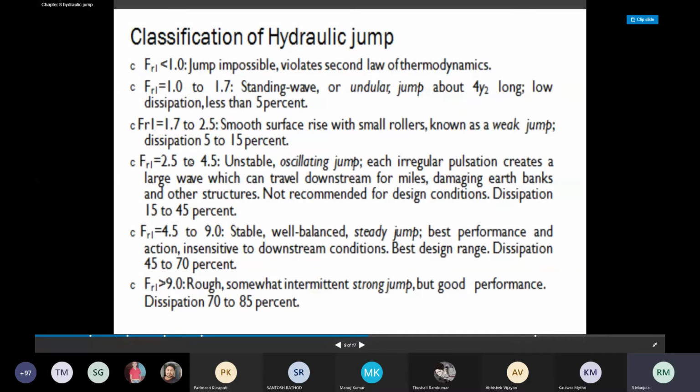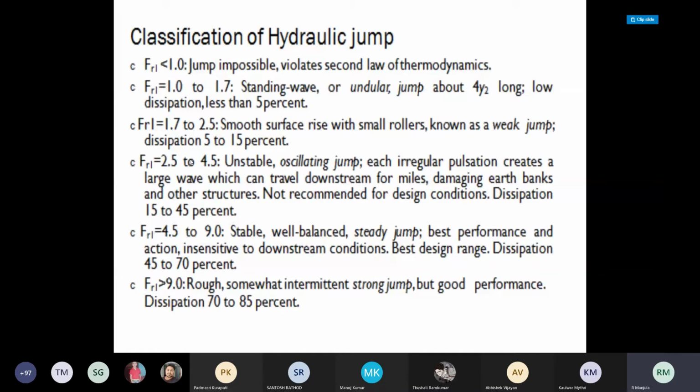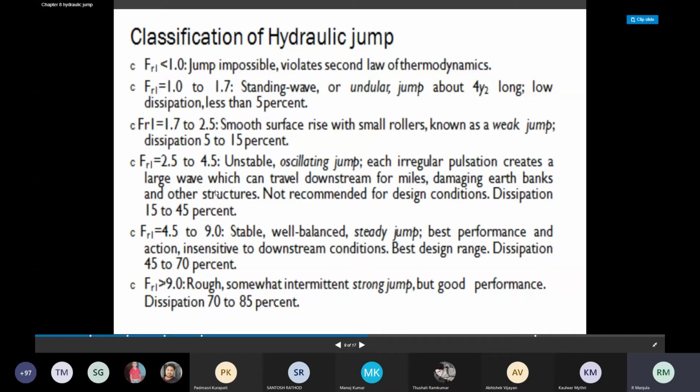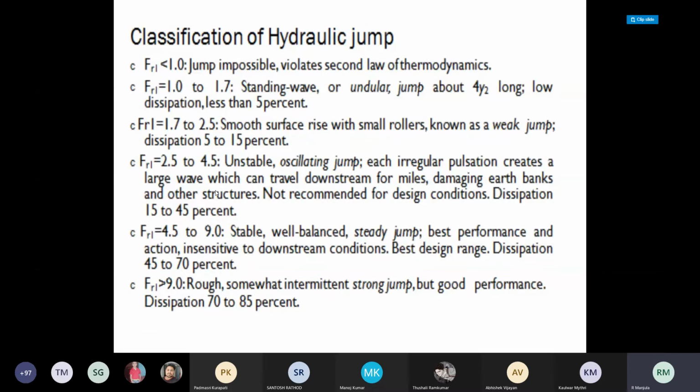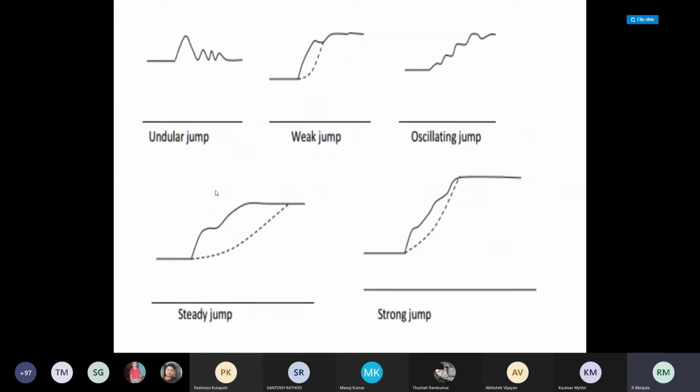Similarly, when the Froude number is 2.5 to 4.5, you can expect an unstable and oscillating jump. In this case you can see irregular pulsation, and irregular pulsation creates a large wave. This large wave travels downstream for a longer length, damaging both your earthen banks as well as the structures. So this unstable oscillating jump is usually not recommended for design conditions, and the dissipation is around 15 to 45%.